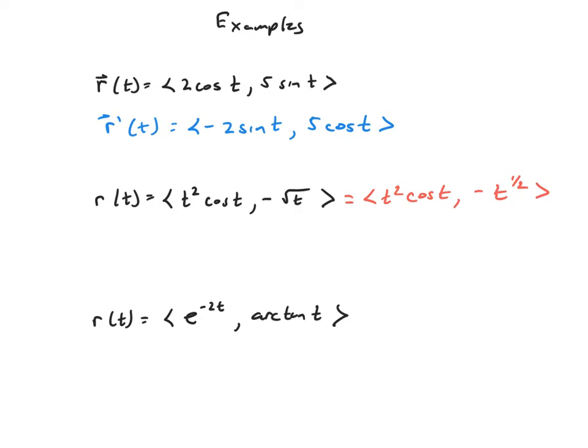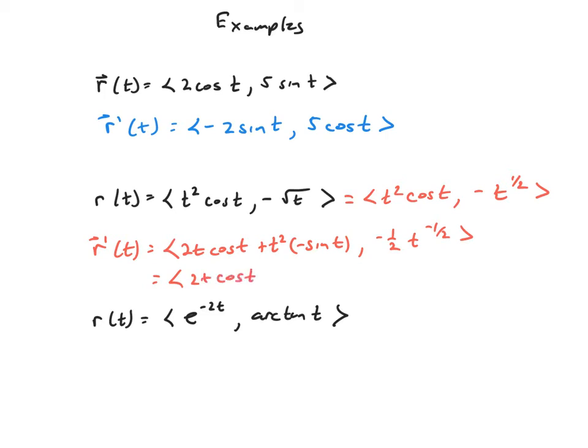So when I take the derivative of this, r prime of t, now I have to use the product rule for the horizontal component. So that's going to be 2t cosine t plus t squared times negative sine t. And then the derivative of the vertical component is going to be negative 1/2 t to the negative 1/2 power. Or I could say it's 2t cosine t minus t squared sine t, and then negative 1 over 2 square root of t. However I want to do it, I could leave it as exponential notation or put it in terms of the fraction. I don't even have to actually simplify the horizontal component either.